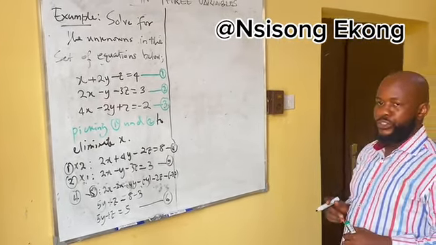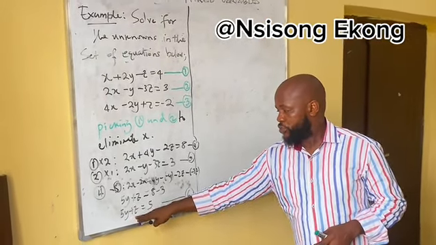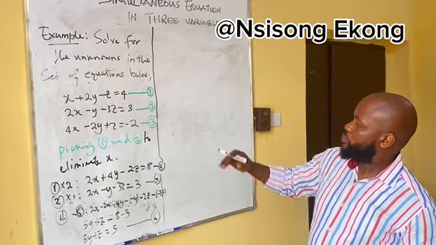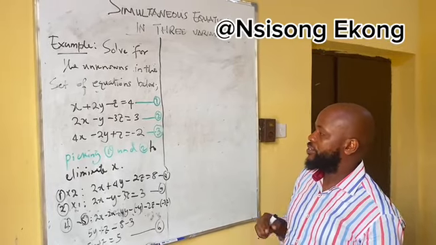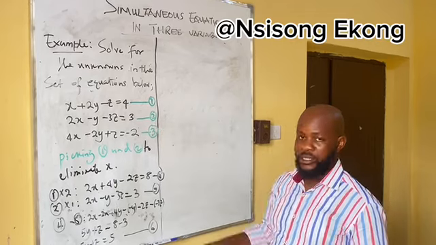That equation has now reduced to an equation with just two variables, y and z. We'll keep it aside. I will now go back to the original set of three equations and pick another pair different from the first pair. You can choose to pick 1 and 3 or 2 and 3 this time around.